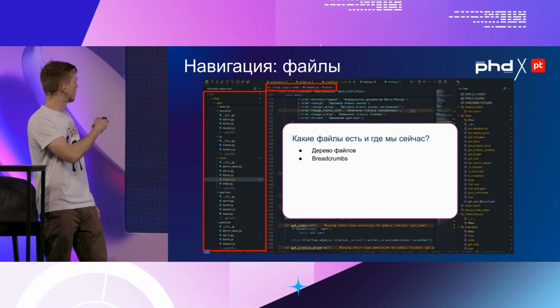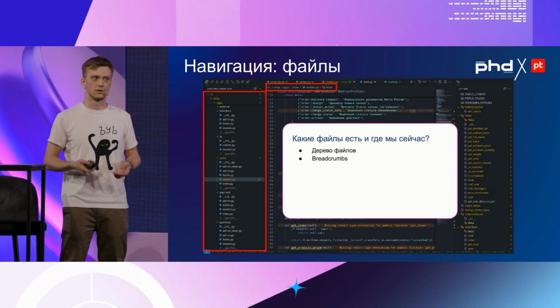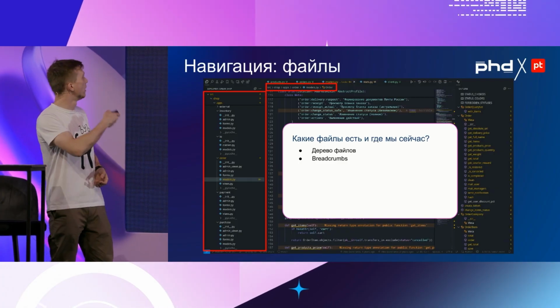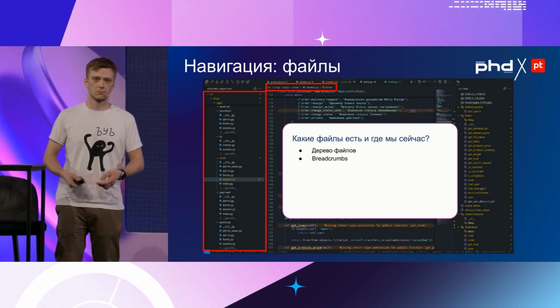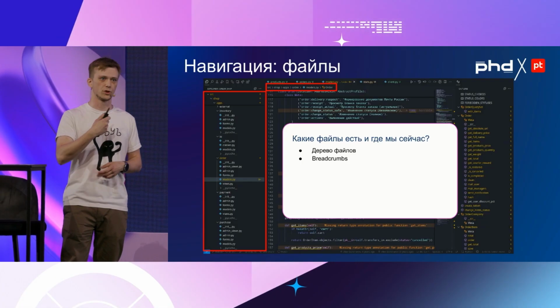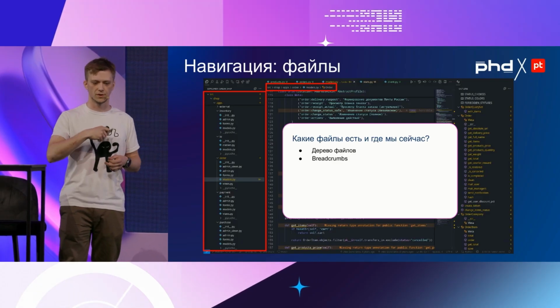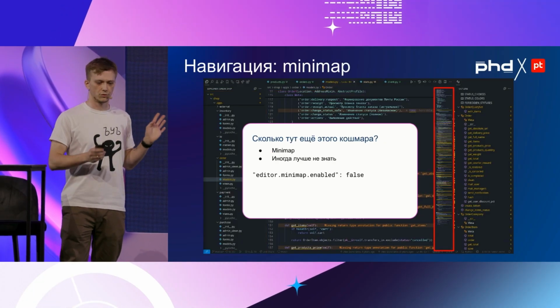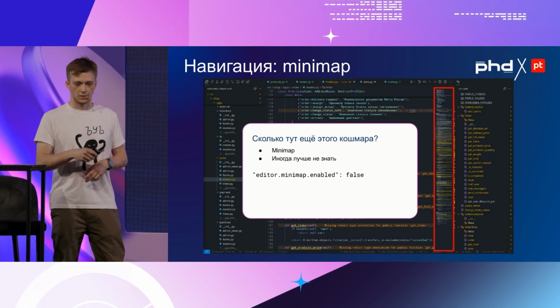File tree, it's almost perfect. We have a file tree where we can see where we are, which files we have in the project. We also have breadcrumbs. This is our location in the hierarchy of files. These are clickable, so we can move around across neighboring directories easily.